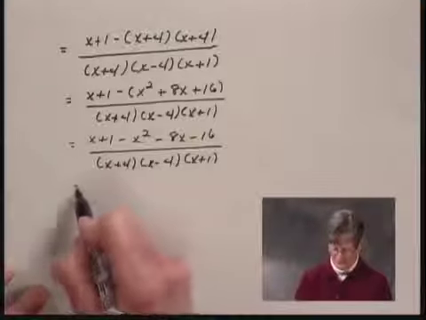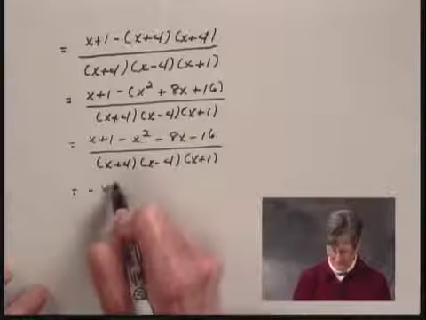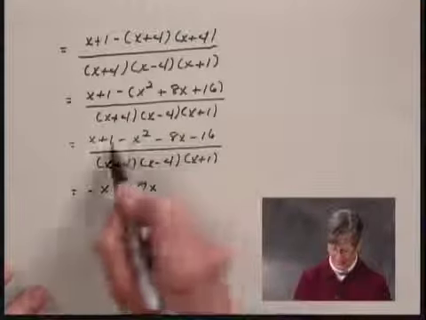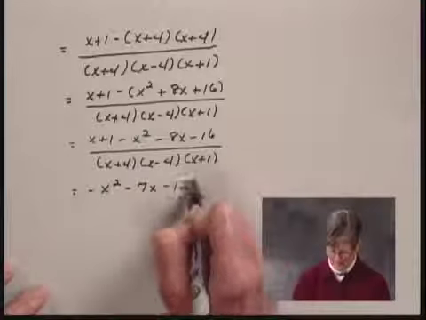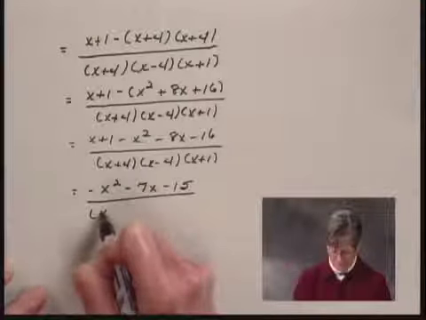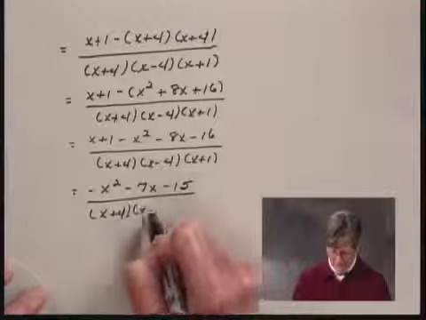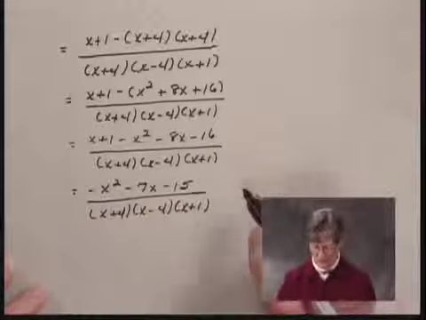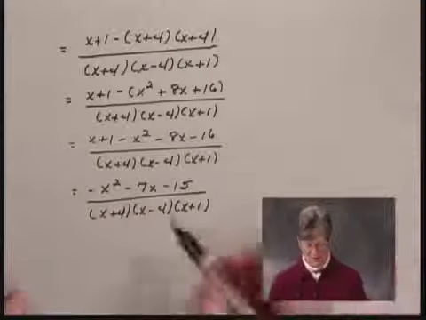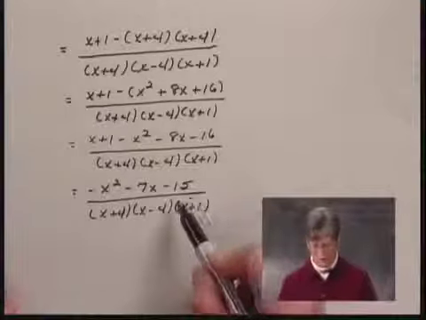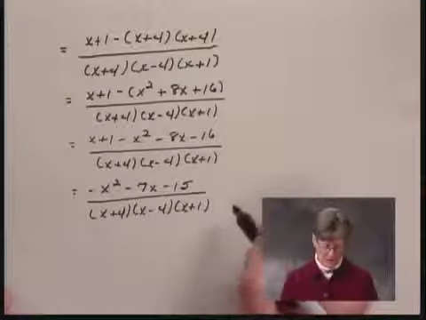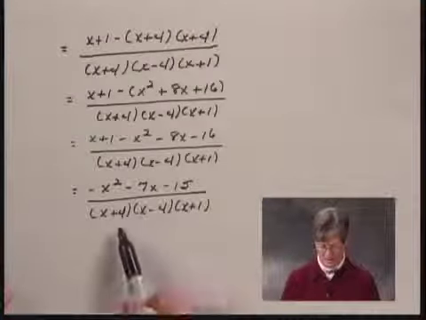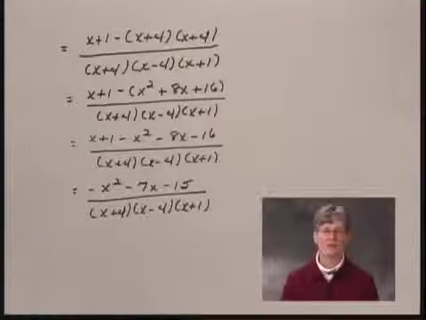And now let's simplify in the numerator. I have the opposite of x squared. x minus 8x gives me negative 7 times x, and 1 minus 16 is negative 15. And that's over the least common denominator. And we need to look and see if we can simplify this, and there's no factorization that we can do in the numerator, so we are finished, and the result is the opposite of x squared minus 7x minus 15 over x plus 4 times x minus 4 times x plus 1.